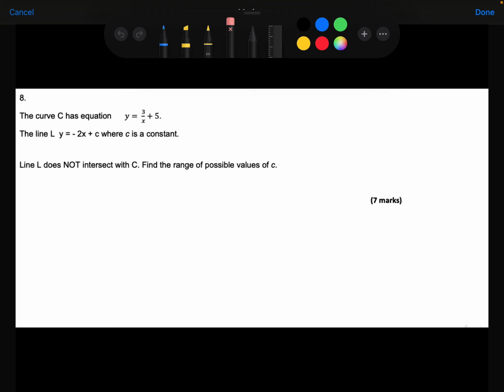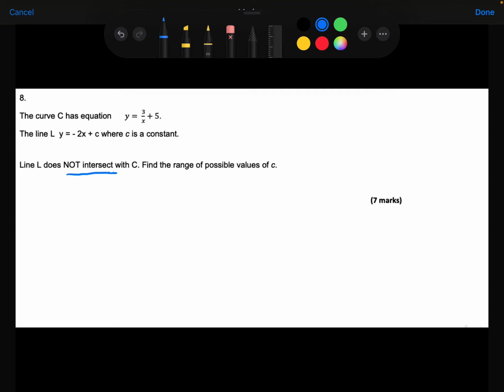So even though the question says does not intersect, the fact it's even mentioning the word intersect makes me think simultaneous equations. I just know that when I do it, I won't get any answers because they don't intersect. But then I can start to consider the discriminant. So this question is simultaneous equations and discriminant.